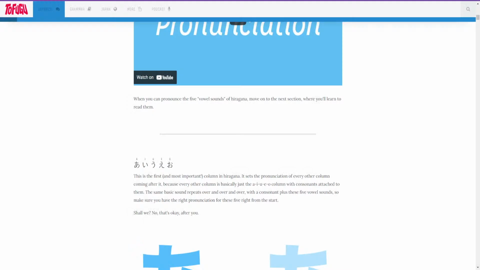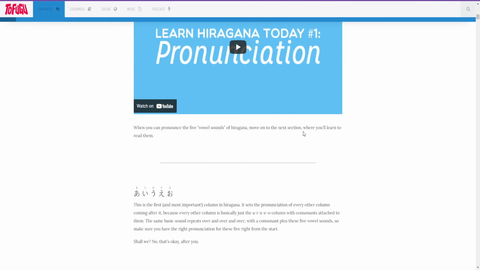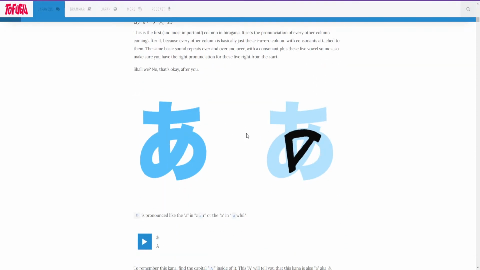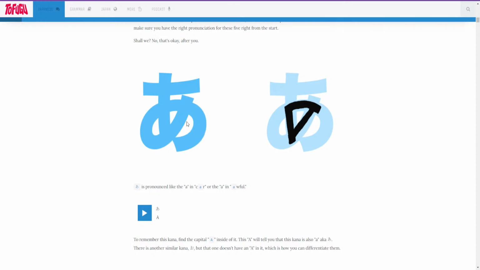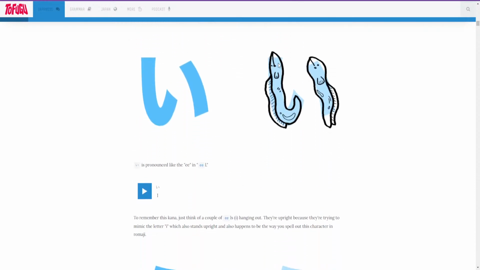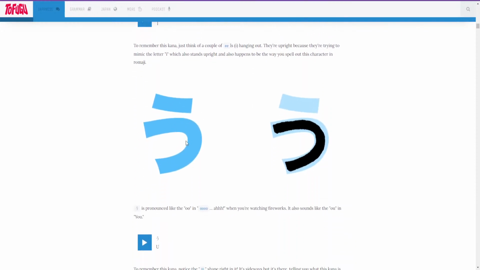There we go. Alright. So real quick we'll go over A, Ka, and Sa again. And then we're gonna start the new stuff. Alright. This is the kana for A, like the letter A. Next is I, which looks like 2 eels, pronounced like the letter E. U is like a sideways U. So this one honestly should be the easiest one, just because it's pronounced U, like ooh, and it's like a sideways U. Easy peasy.